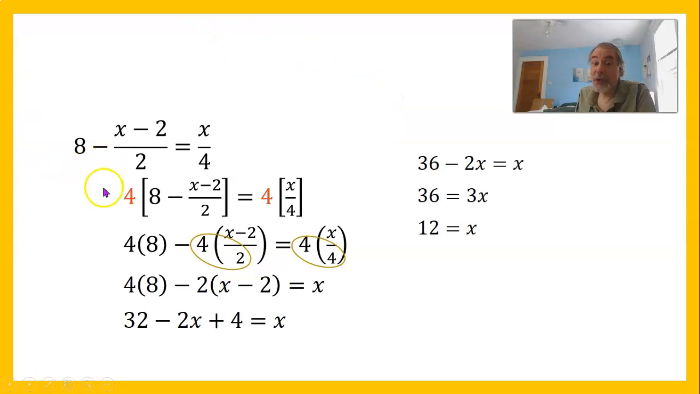If you want to check it, it really does work, because if we put 12 in for x, 12 minus 2 would be 10. 10 divided by 2 is 5, and 8 minus 5 is 3. So the left side evaluates to 3. Meanwhile, the right side, if we put 12 in for x over there, 12 over 4 is also 3. So the two sides are equal.